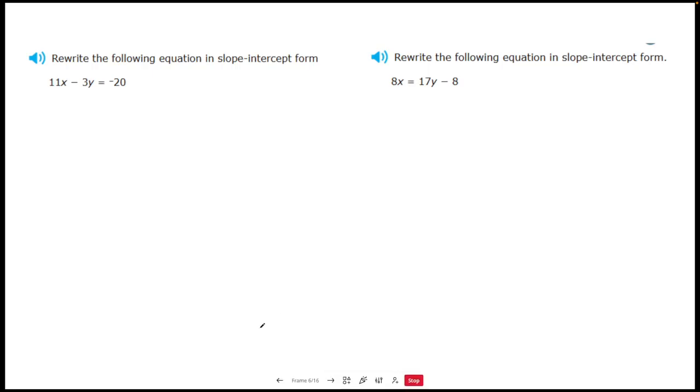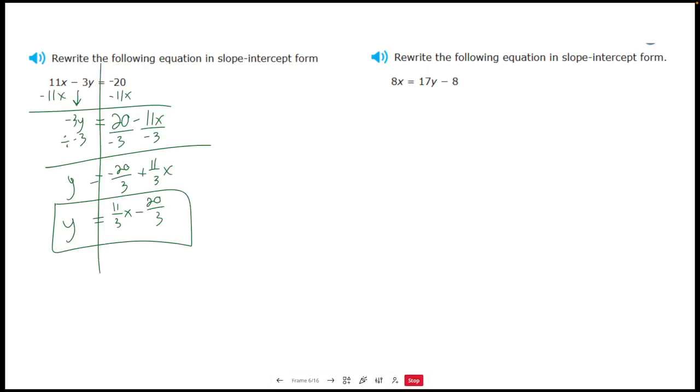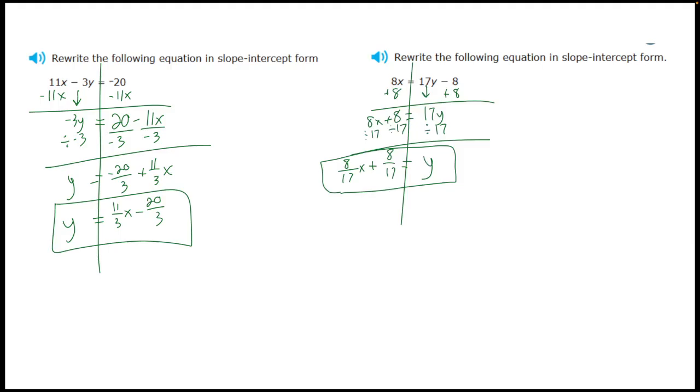Okay, now that you've had time to work these problems, let's check your solutions. For the first problem, you should have gotten y equals 11 over 3 x minus 20 over 3, and here is the work. And for the second problem, you should have gotten y equals 8 over 17 x plus 8 over 17. Hopefully that y on the right side is okay. Doesn't matter whether it's left or right, it just needs to say y equals.